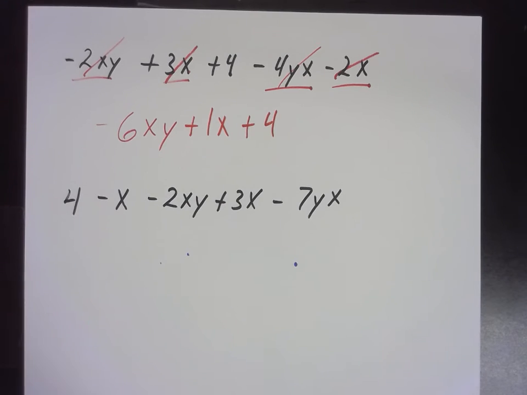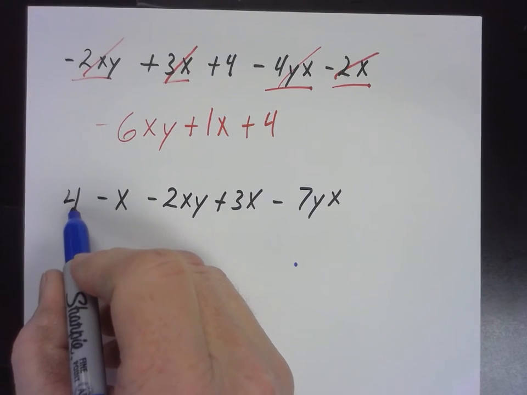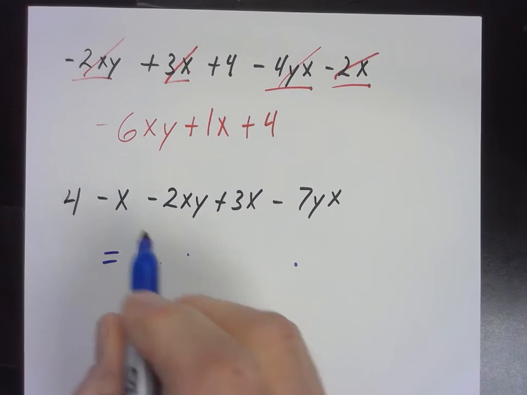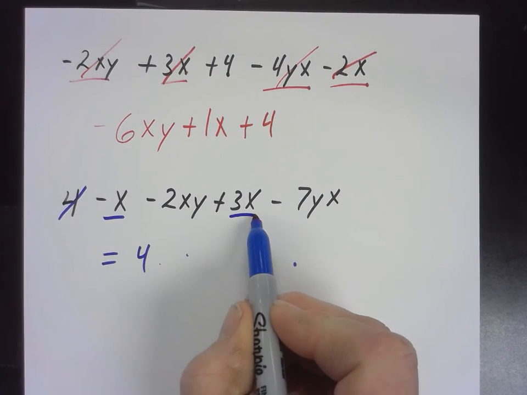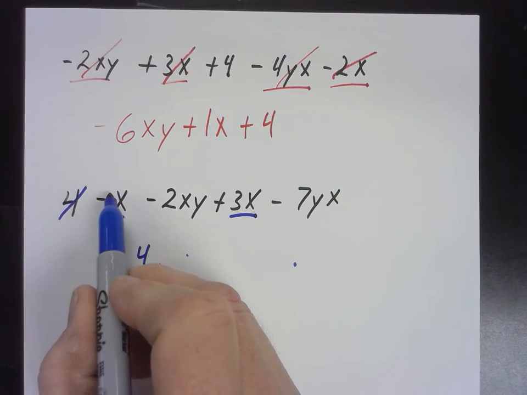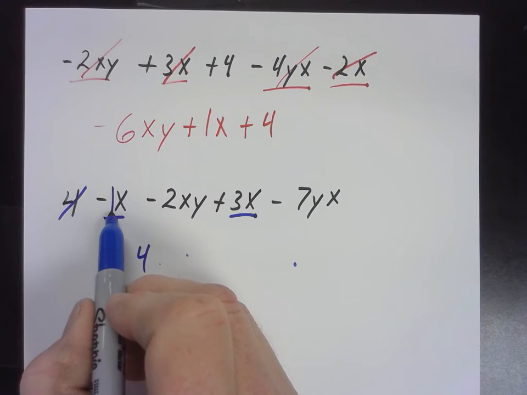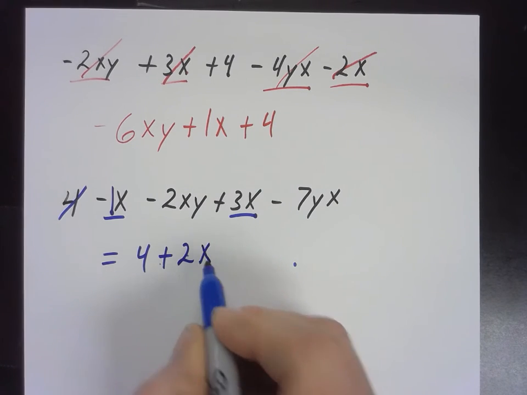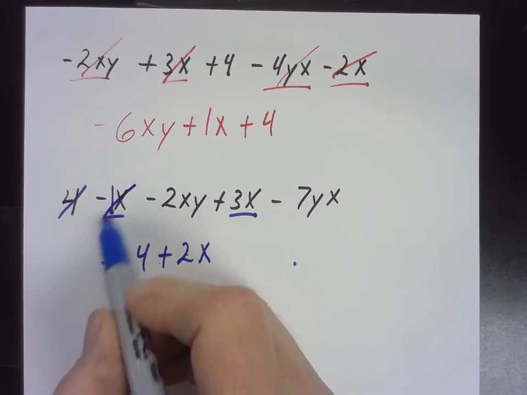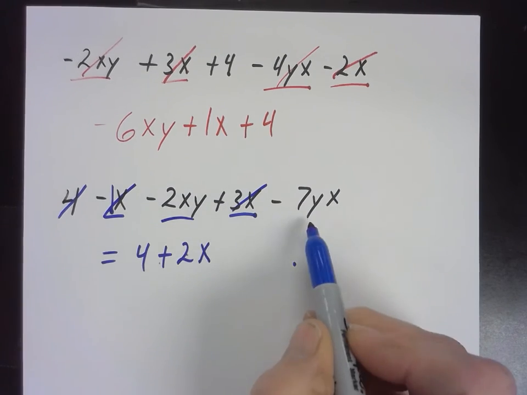Okay, there's only one constant, the 4, right? So it's just by its lonesome. But I think these two are like terms. Do you guys think? Yes. So we have a negative 1 and a positive 3. That's positive 2x, isn't it? So that takes care of those two. Then what about these? Are they like terms or not?